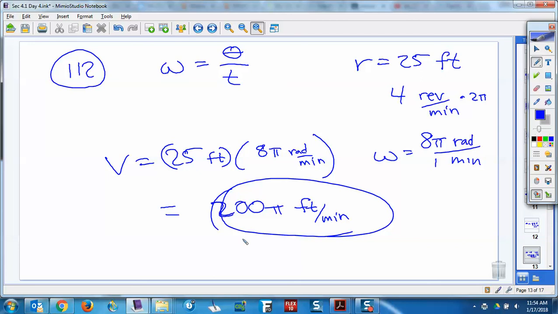You know, how fast is this carousel going? 200 pi feet per minute. Well, that seems silly, but it's like 600 and something, right? Because pi is about 3, so it's about 600 feet per minute. Okay, so that's how much distance it's covering if you're riding around on that thing. All right, so that's a little bit of what this looks like. We'll come back after lunch, we'll do a few more.